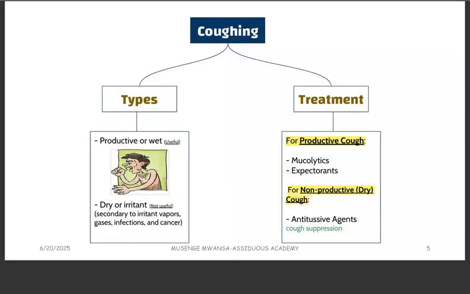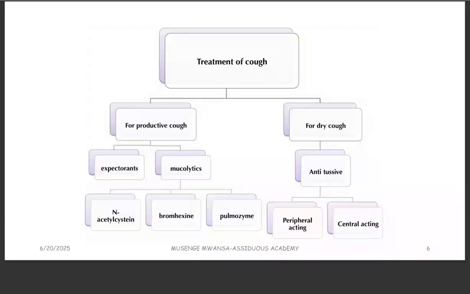Coughing can either be productive or non-productive. If we say productive cough, we mean in this cough you have also got sputum. Non-productive cough is a dry cough. So when you're talking about the drugs that you are going to be able to use to treat cough, for a productive cough where there is sputum, you are going to use the mucolytics, mucus, lytic to break down, so breaking down the mucus, and the expectorants. For a non-productive cough or a dry cough, you are going to use antitussive agents, those drugs that will be able to suppress the cough, antitussive agents.